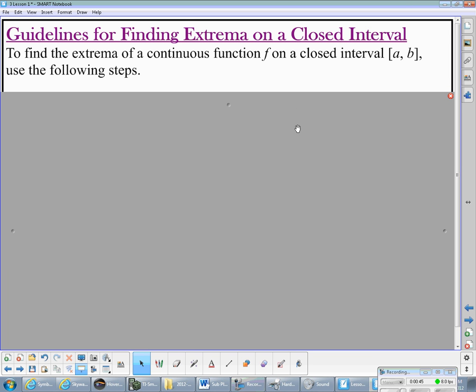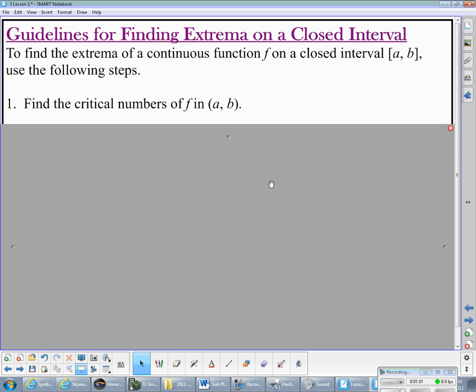So to find extrema of a continuous function on a closed interval, again, key thing about a lot of this is continuous functions. On a closed interval from a to b, we're going to use the following steps. First, find the critical numbers of f in the open interval a to b.